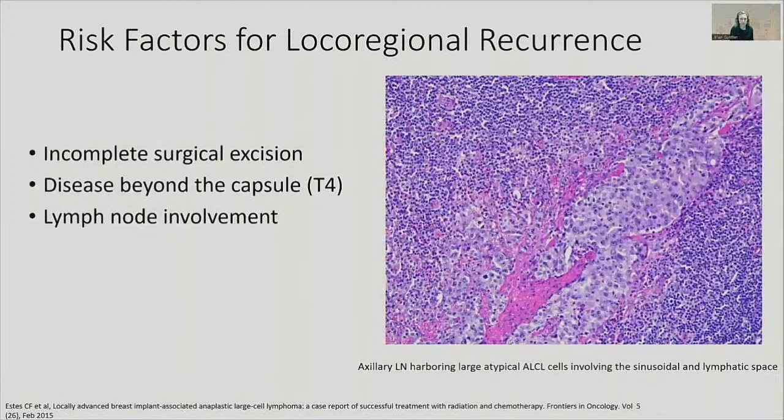What are the risk factors for local regional recurrence in breast implant-associated ALCL? We come to these risk factors by a combination of the retrospective data that we have and expert consensus. It's generally felt that incomplete surgical excision, disease beyond the capsule, that being stage 4 disease that we spoke about, and lymph node involvement are all factors that increase risk of local regional recurrence.